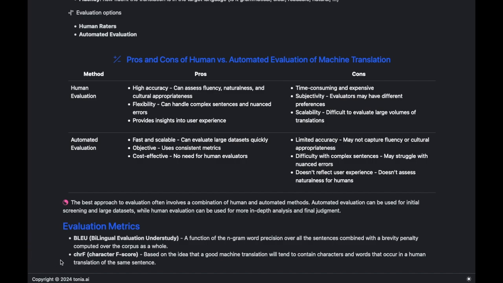Another evaluation metric, CHRF, which is character F-score. And this is based on the idea that a good machine translation will tend to contain characters and words that do occur in the human translation of the same sentence.